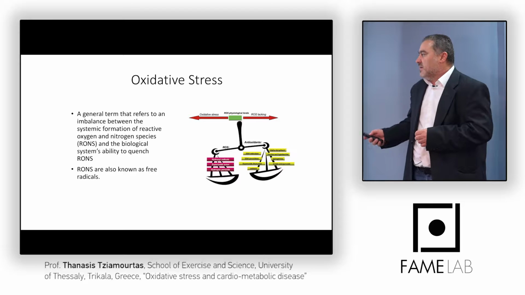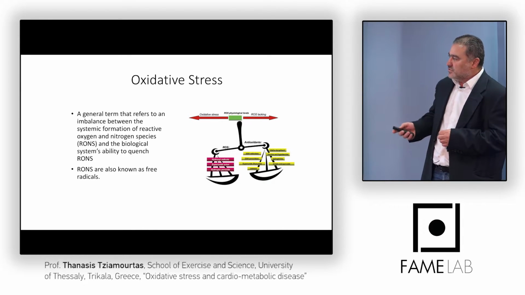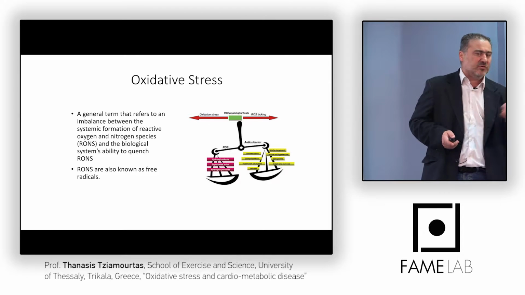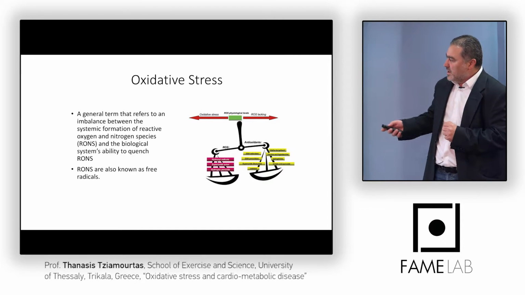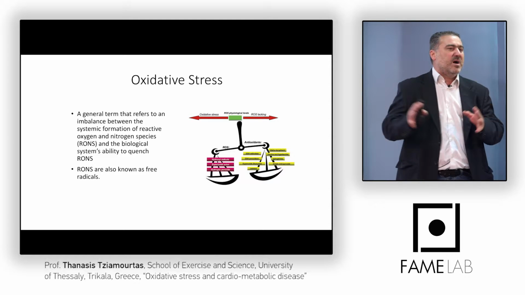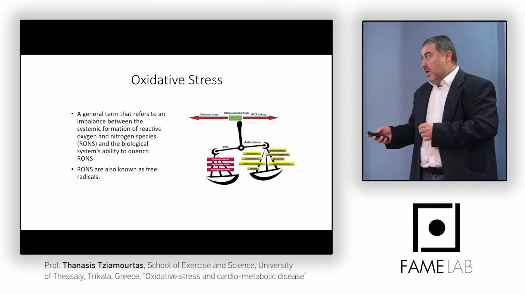We see here on the right side a balance. On one side we see the ROS or free radicals and how they are developed, and there are three that are well known, which we're going to talk about later on. On the other side we see the second part of the balance, which is the antioxidant system, and we're going to talk about it later on.